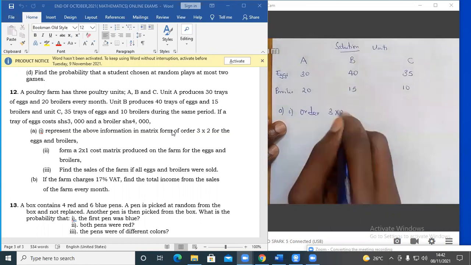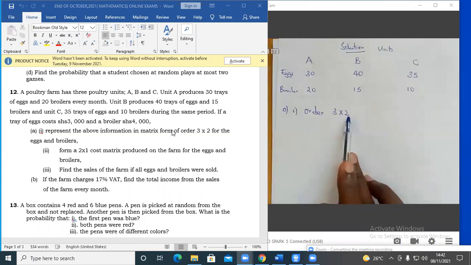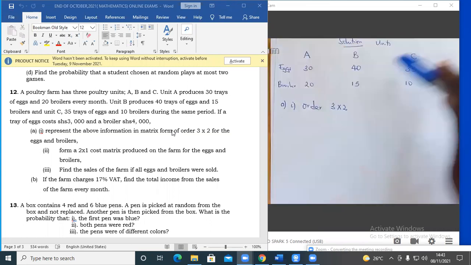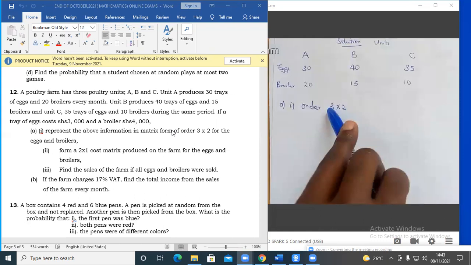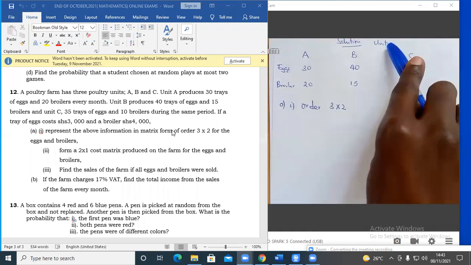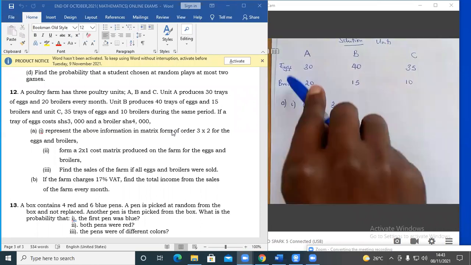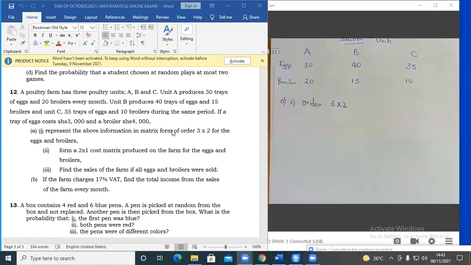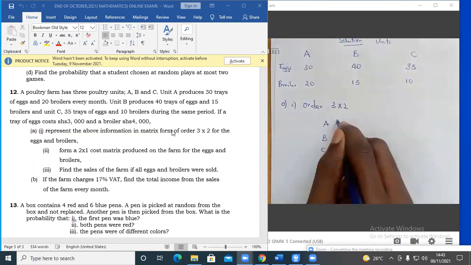What does it mean? We should form how many rows? 3. And how many columns? 2. We have 3 units in the farm, so the 3 rows are going to be formed from the units, not so? Then the 2 columns are going to come from the products, the eggs and the broilers. So let's put it here. This is A, B, C. Then I just put a bracket there.